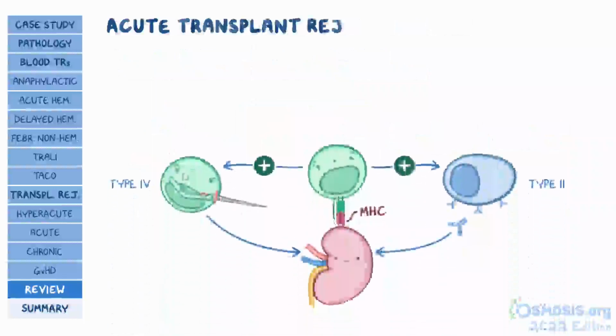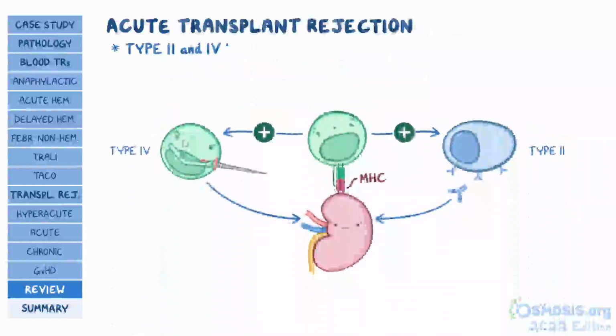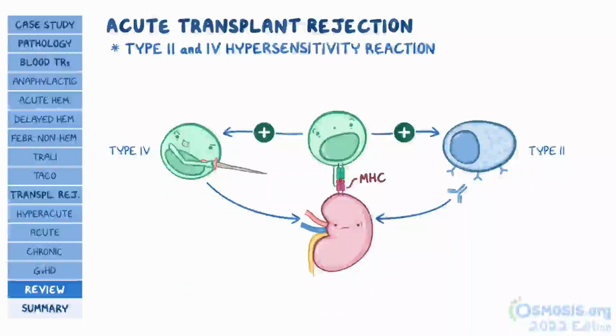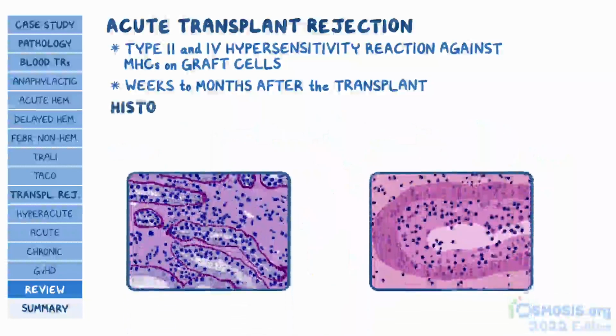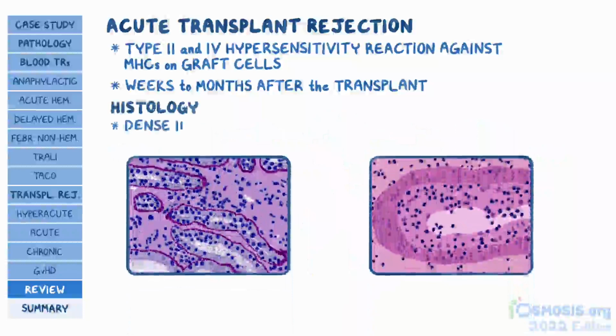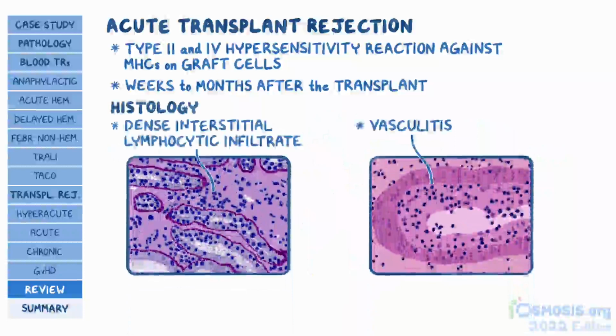Acute transplant rejection is a mixed type 2 and 4 hypersensitivity reaction against the MHCs on graft cells that usually starts within weeks to months after the transplant. On histology of the graft, there's dense interstitial lymphocytic infiltrate and vasculitis.